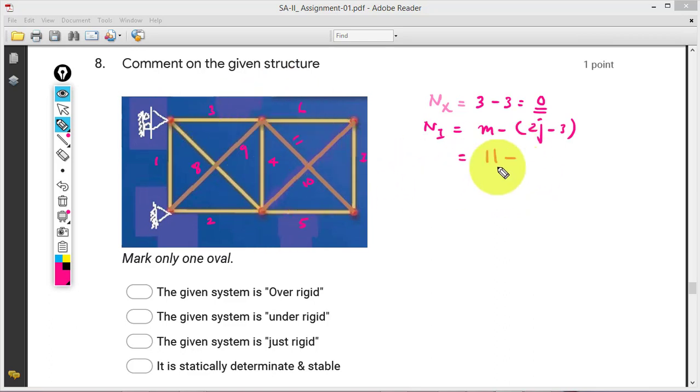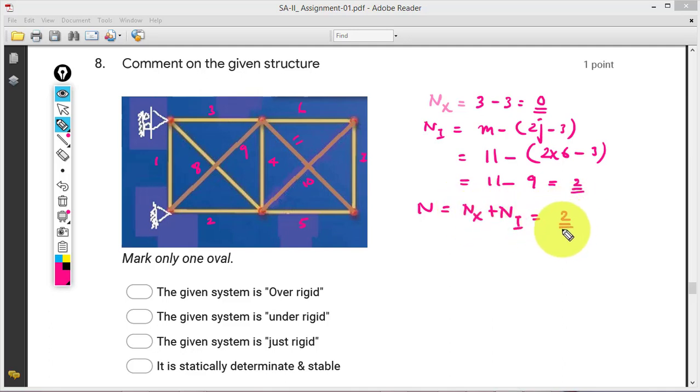And if you see the number of joints, that is 6 joints we have. 2 into 6 minus 3, that is 11 minus 9. So this one is 2. So the total static indeterminacy will be nx plus ni, so that is 2. That means this structure is statically indeterminate.